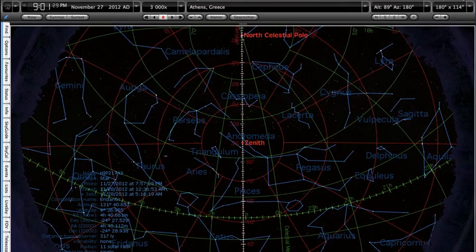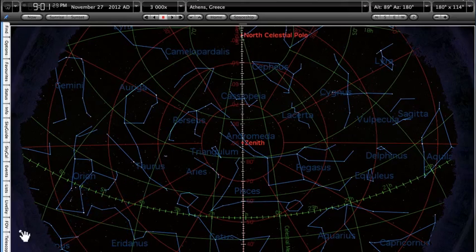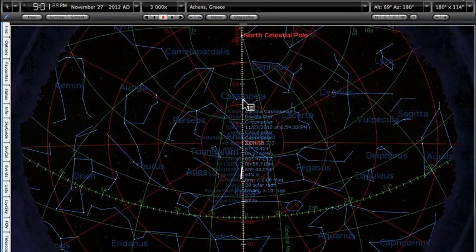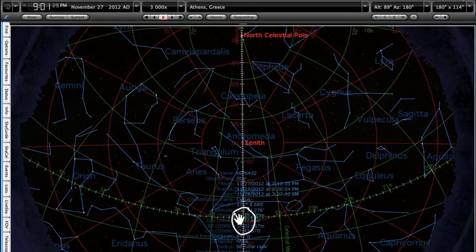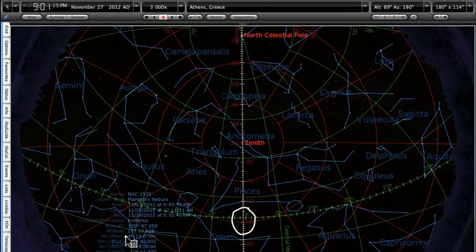Returning to our view of Athens, we can now read off the sidereal time in our picture. Remember, the sidereal time is the time indicated by the celestial meridian that coincides with our local meridian, and we've seen that before. This is the 1 hour meridian, so the sidereal time in Athens at 9 p.m.